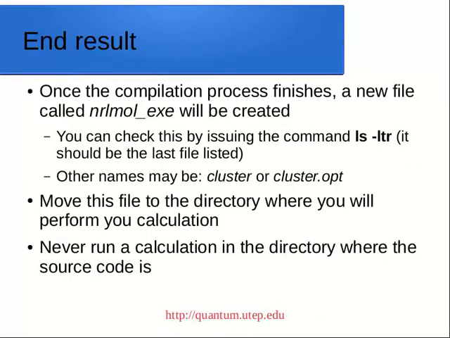So in the end result, when you compile, once this process is finished, you will have a new file called NRLMOL_exe. How can we check this? Well, you do ls -ltr on the directory, so it should be the last file that is listed there. Other names may be cluster or cluster.opt. This file, the NRLMOL_exe file, the green file that is created in color green, must be moved to the directory where you will be performing your calculations. And of course, it's suggested you never run a calculation in a directory where the source code is, because NRLMOL creates a lot of files, so the directory will just be cluttered.